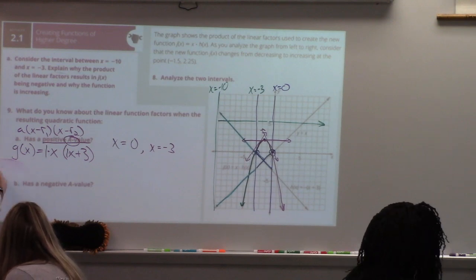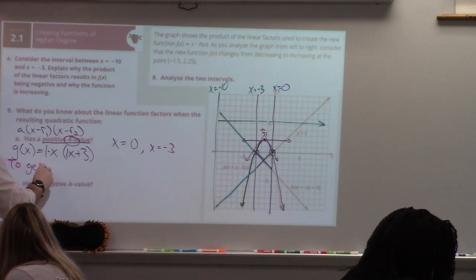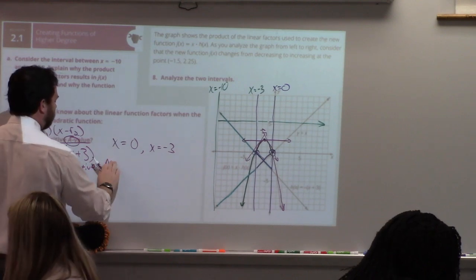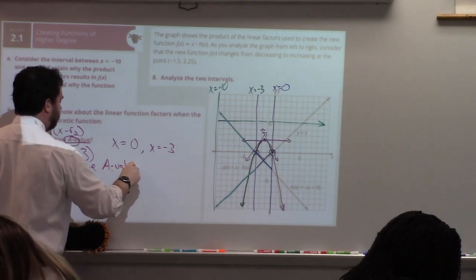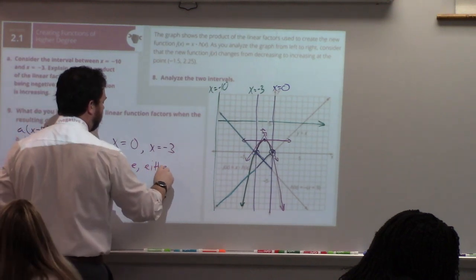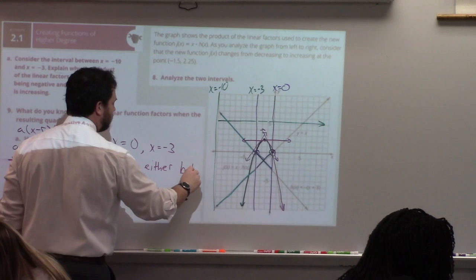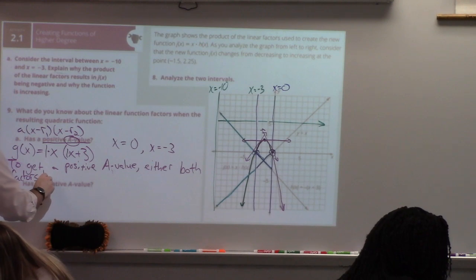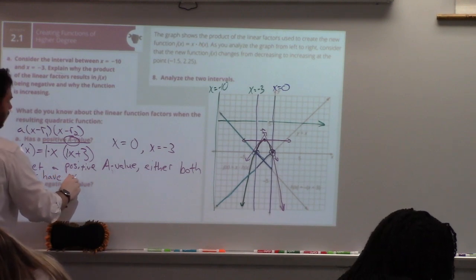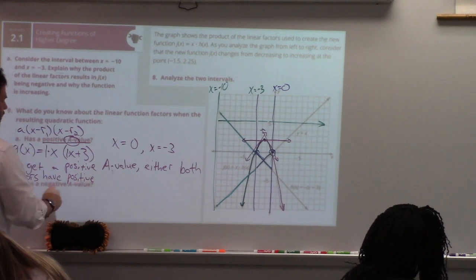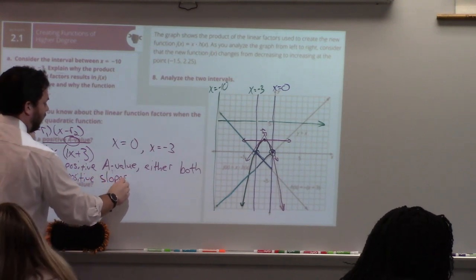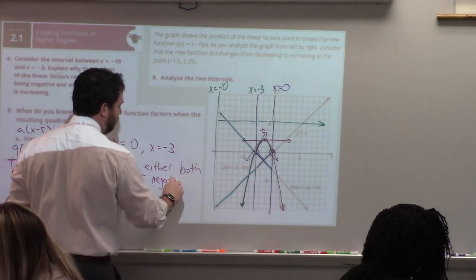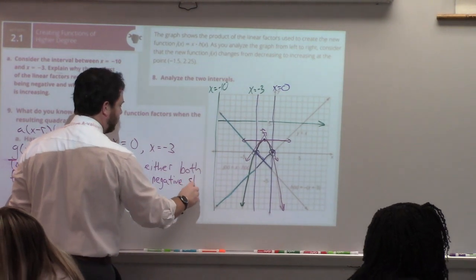let's actually answer it completely, to get a positive a value, either both factors have positive, and we probably want to recognize that they're the slopes, right? Positive slopes, or what? Negative slopes. We haven't looked at that case of both negative slopes, but you know a negative times a negative is a positive.